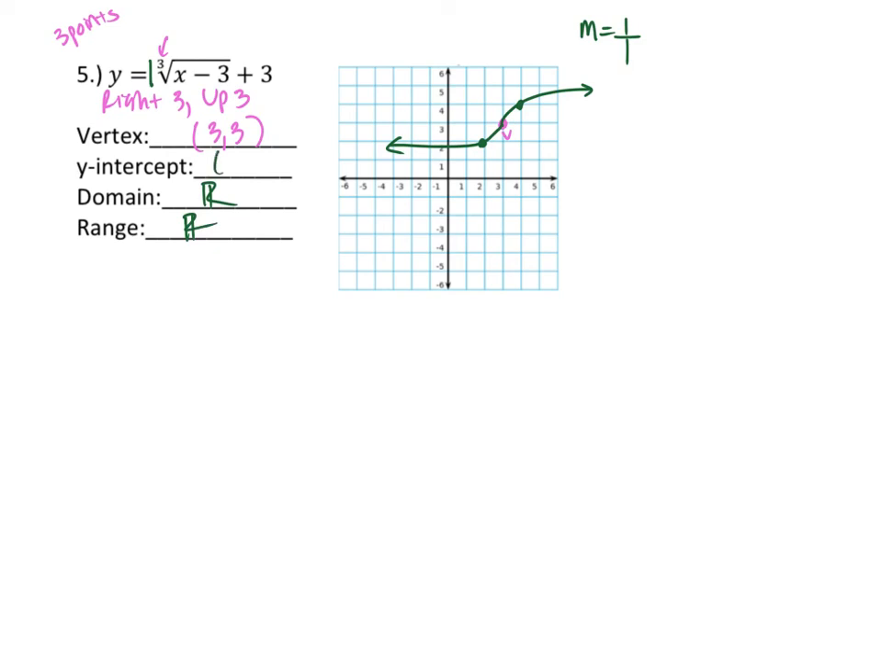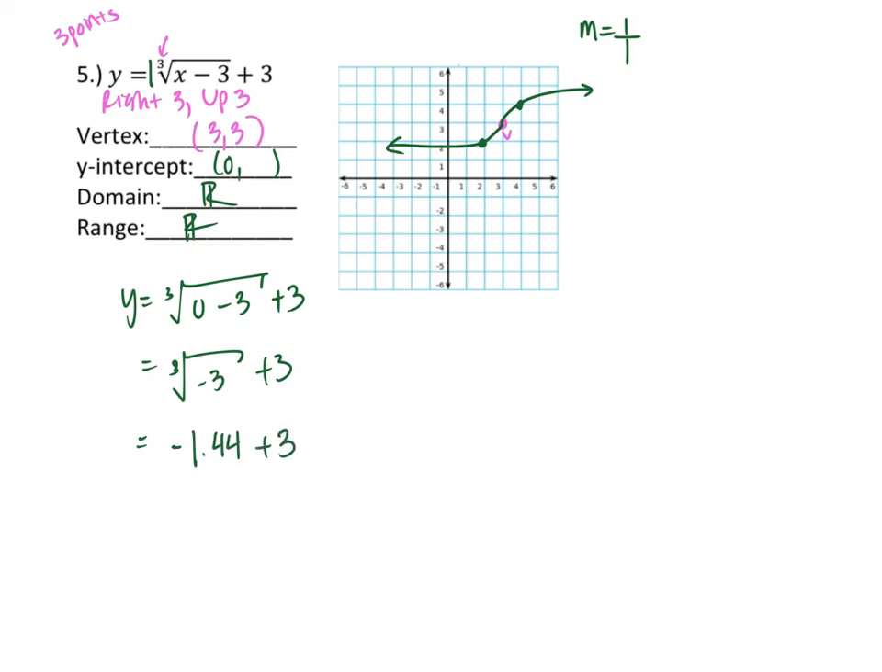And then the y-intercept, this one I'll just plug in 0 for my x and work this out. So this would be 3 square root of 0 minus 3 plus 3. Now, if I simplify the inside here, 0 minus negative 3 is negative 3. The cube root of a negative 3 is negative 1.44. Then I'm going to bring down the plus 3. So we can take a cube root of a negative number. So in that case, I already did this part in the calculator. So if you're wondering where I got negative 1.44, I used the calculator.